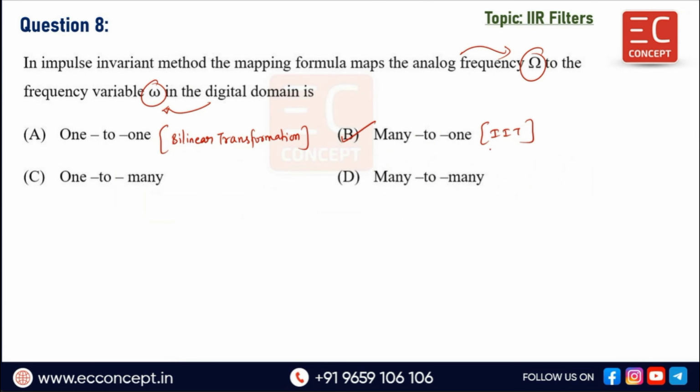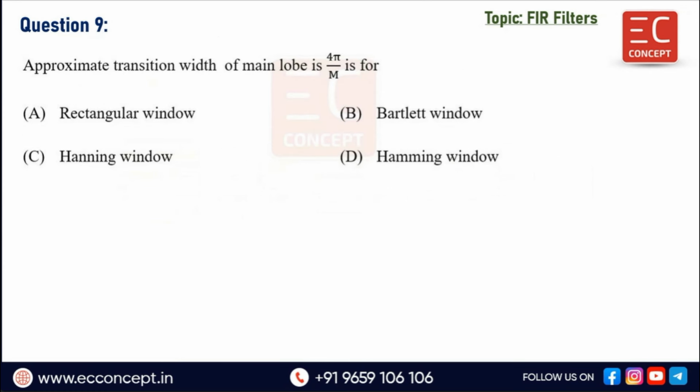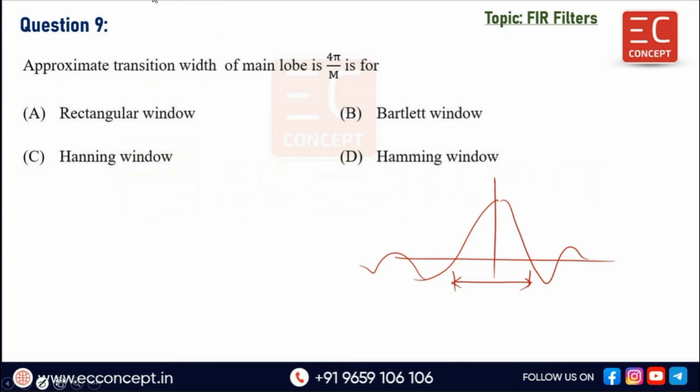Next, the approximate transition width of main lobe is 4 pi by M. This is about the windowing technique. When we draw the frequency response, we get a shape like this, and this part is considered the main lobe.